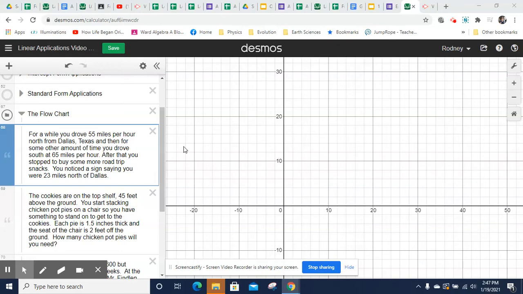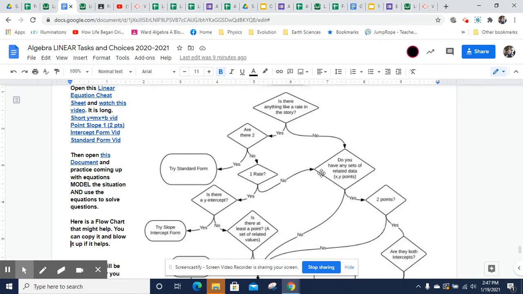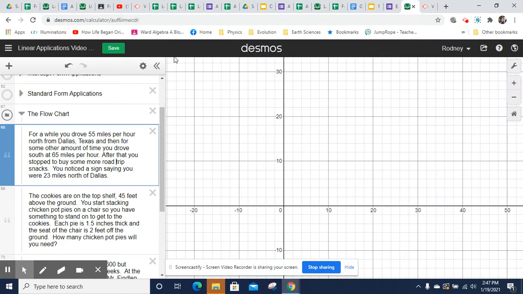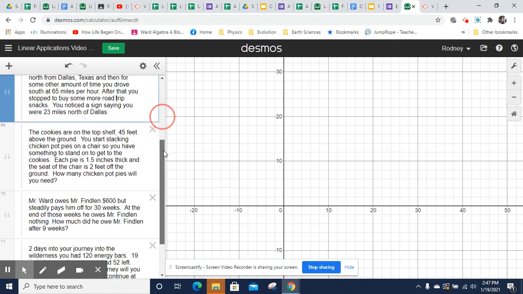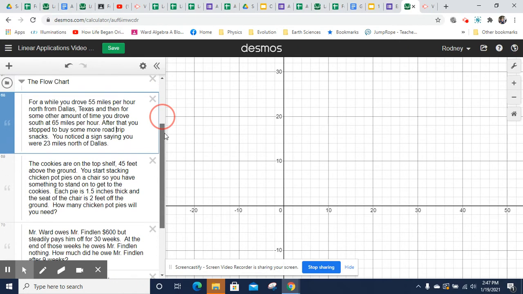Hey, this is Mr. Ward, and I want to show you a little bit about how you can use this flow chart to work out what kind of word problem model is the best choice for you. So let's take a look. I made 4 word problems, one for each of the equation forms that we've learned about. Let's just take a look at them.